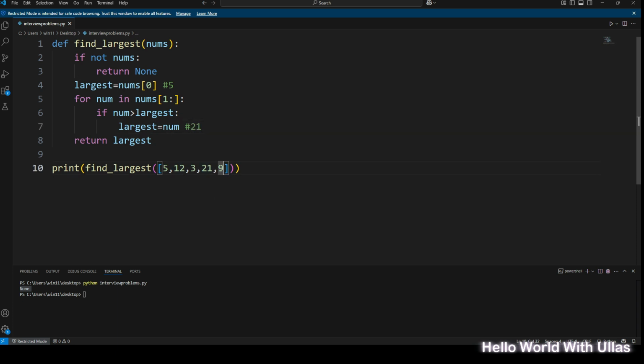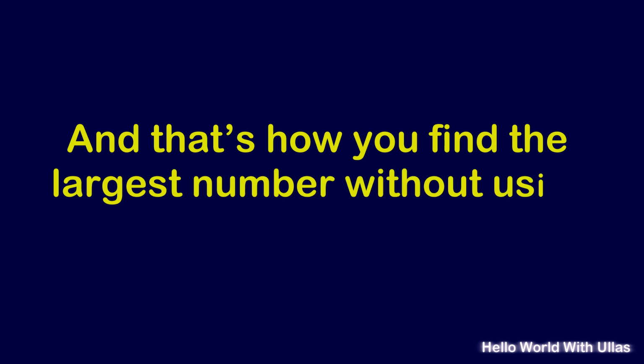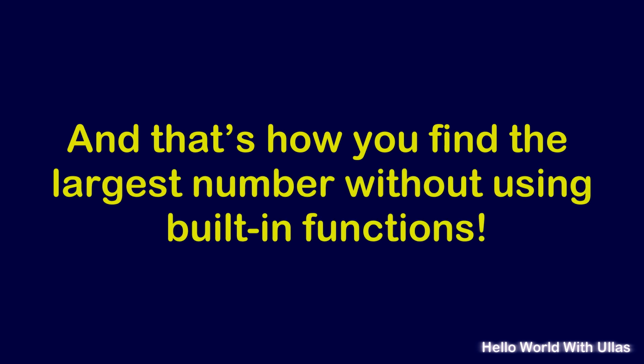And in the next loop it will take 9 and check if 9 is greater than largest, that is false. So 21 will be returned and printed on the screen. Let's see that. As you can see, 21 has been returned. And that's how you find the largest number without using built-in functions.